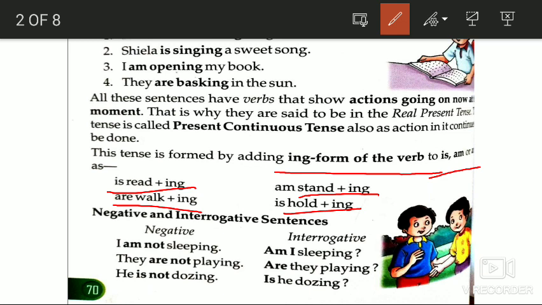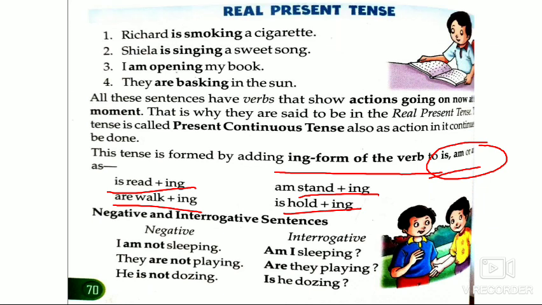In present continuous tense, before the verb you will have is, am, or are. If it is singular you will have is. If it is plural you will have are. When you have the word I, it will be followed by am. That's all you have to remember.